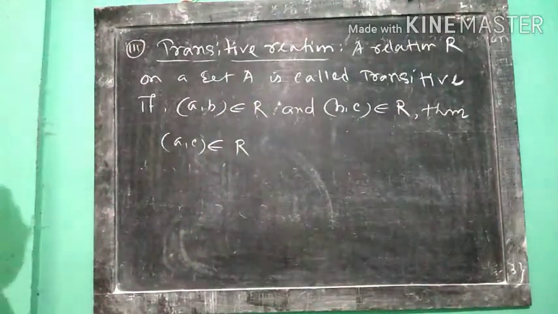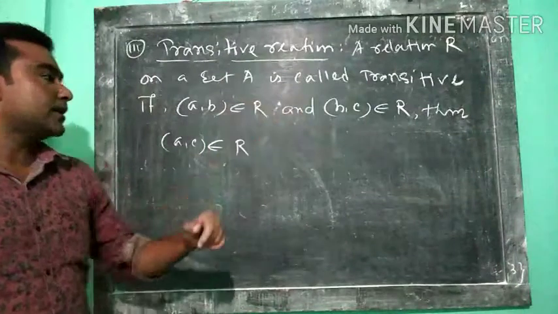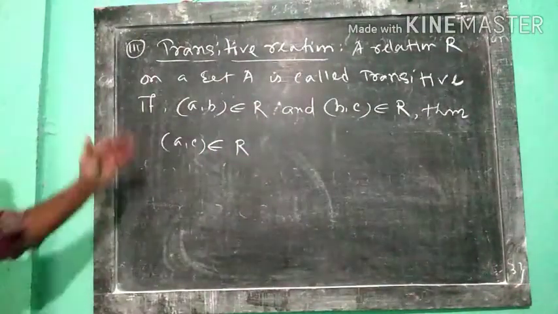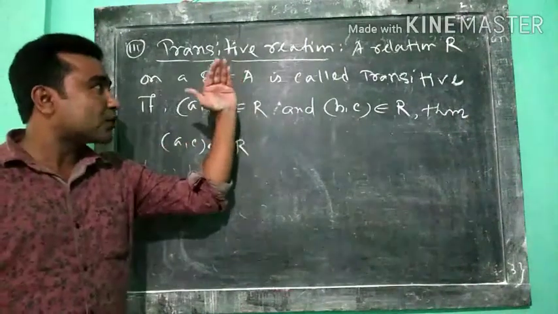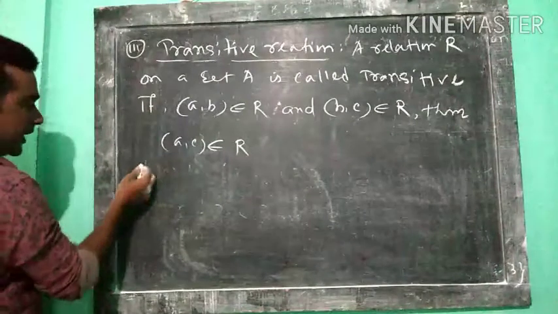The transitive relation হবৰ কাৰণে যদি (a, b) R ত থাকে আৰু (b, c) যদি R ত থাকে তেতিয়া হলে (a, c) টো ক'ত থাকিব R ত থাকিব লাগিব. That type of relation is called transitive relation. So we take an example.